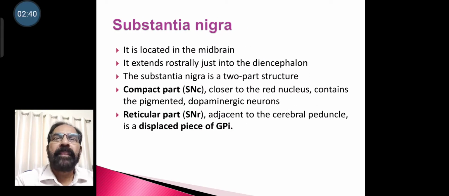Substantia nigra. It is located in the midbrain. It extends rostrally into the diencephalon. Substantia nigra is a 2-part structure. The compact part, closer to the red nucleus, contains pigmented dopaminergic neurons. Then the reticular part, adjacent to the cerebral peduncle, is a displaced piece of GPI, that is globus pallidus internal.